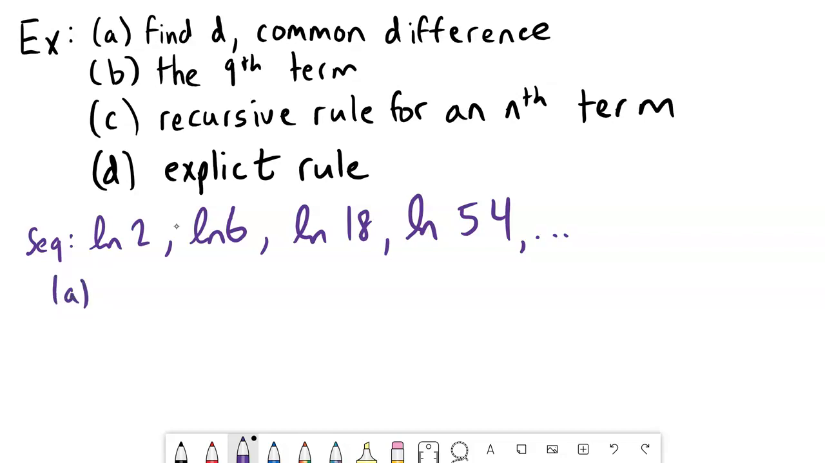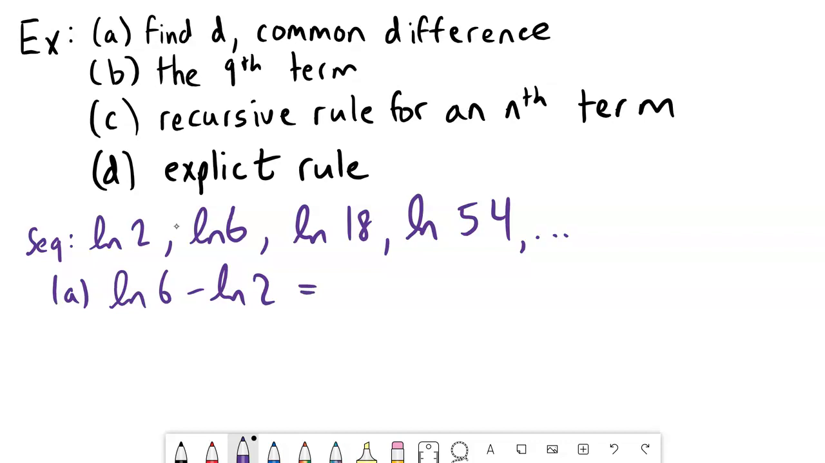What is the common difference? And the way we do that is by taking the term ahead and subtracting by the term behind, right? ln of 6 minus ln of 2. We can take any pair of numbers. We can even take the 18 and the 6 and we'll get the same answer. So let's look at this one. When you look at this, do you know what the subtraction is?